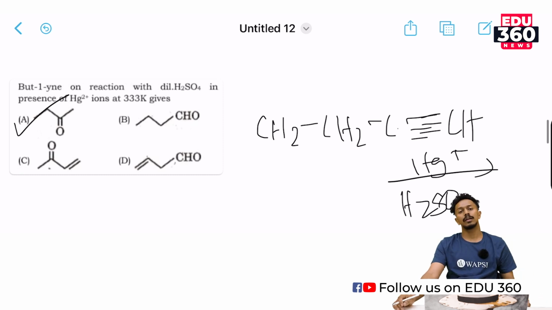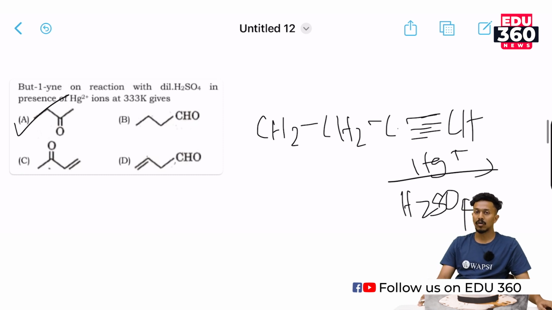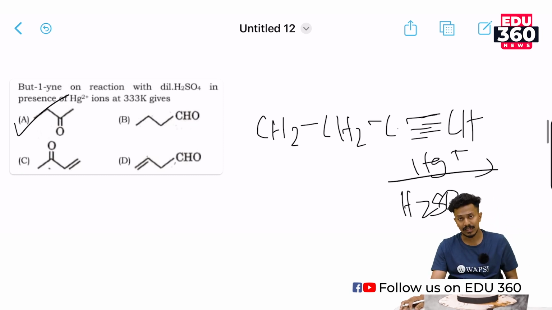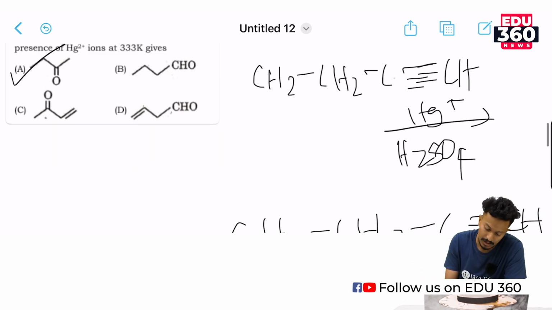We have to find out, it is a hydration of a triple bond in presence of mercury sulfate and water. Actually, it's an acidic hydrolysis to get an alcohol, which then tautomerizes to form a ketone. Yes, we have studied that in the aldehydes, ketones, and carboxylic acid chapter. Let's leave it at that.